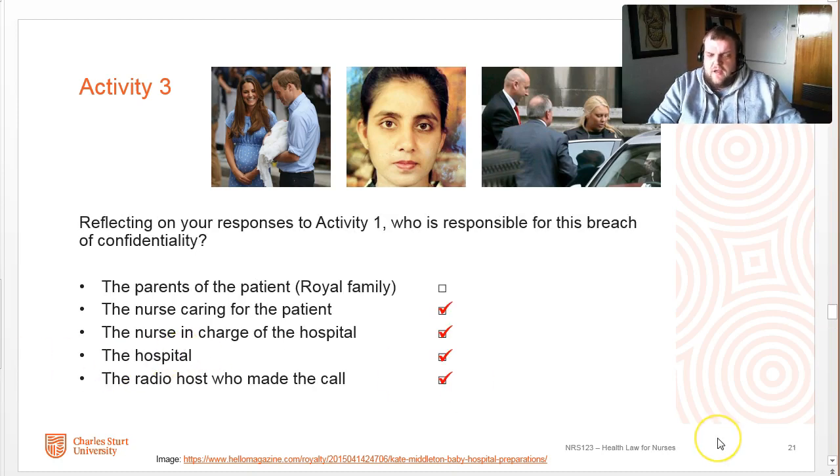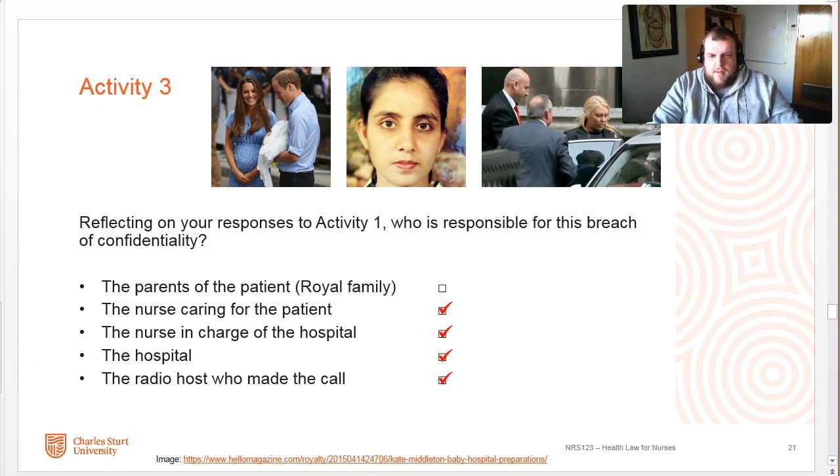I just missed a question here. The previous question was reflecting on the activity 1 that we did. Who's responsible for the breach of confidentiality? Obviously the parents of the patient didn't know about it and they weren't responsible at all. The nurse caring for the patient shared some of the blame. I think the nurse in charge of the hospital was in a position to stop that. The hospital in general, if they didn't have a protocol or a process to protect that person's privacy better, would possibly be to blame as well. And the radio host has obviously committed a crime and gained information that she shouldn't have, that belonged to somebody else. But the important part in that situation was that the patients obviously weren't the people to blame.